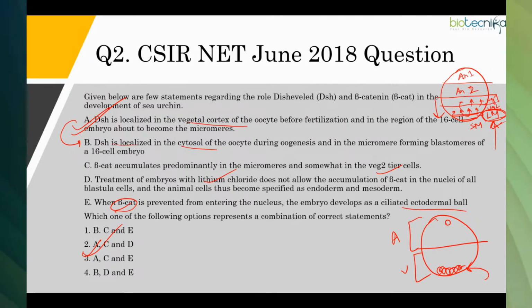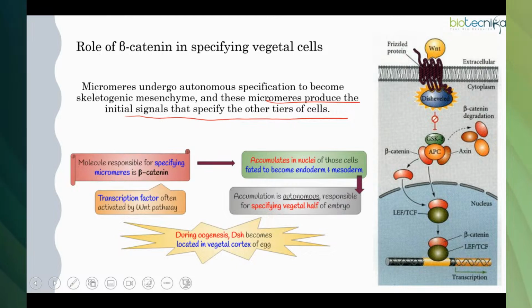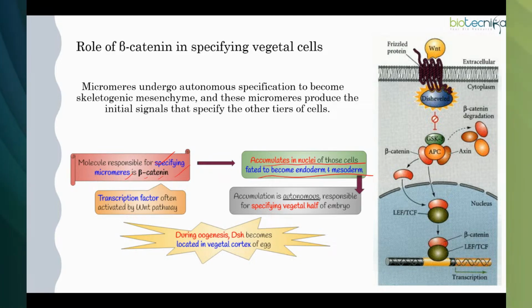Veg2 can give veg1. So that's why they will be giving autonomous. First, they will get specified by autonomous, then they will be making by condition. The molecule responsible for specifying micromere is beta catenin, which accumulates in nuclei of those cells which fail to become ectoderm and mesoderm. It is a transcription factor activated by the WNT pathway.